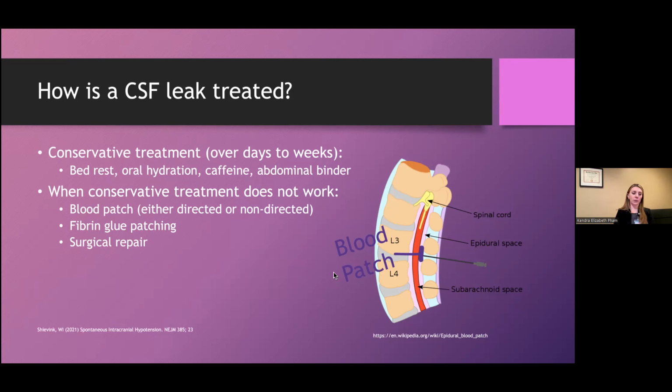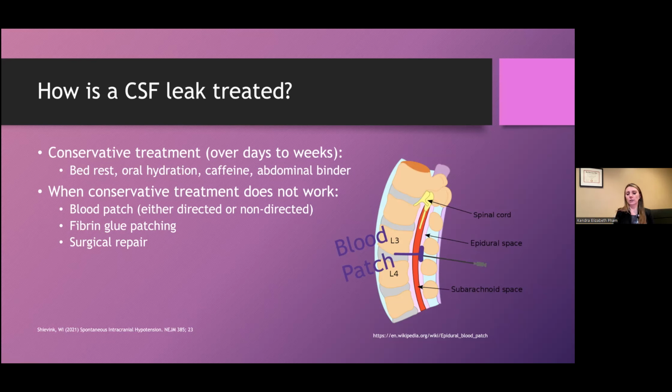And then, as you see in this diagram, the needle goes in just on top of the subdural space. This epidural space is the space right on top of the dura. And that blood is then injected back in. And so that's where this purple area is there.